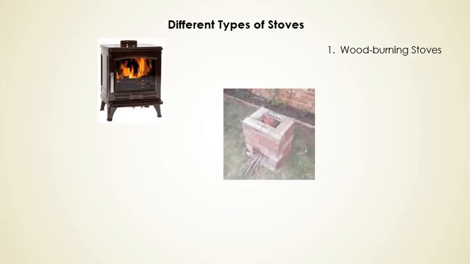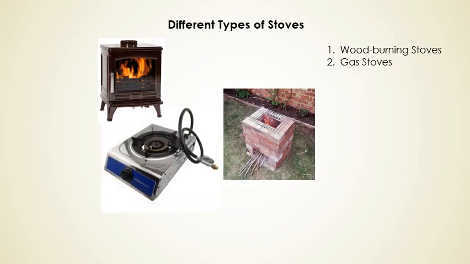Okay, now we can see different types of stove. There's the wood burning stove. Wood burning stoves require wood like this and this. They can be used both indoors and outdoors. However, when you use them indoors, you need a chimney for the smoke to go out. Then we have gas stoves, which most of us have in our house. They require a connection from the gas pipeline.